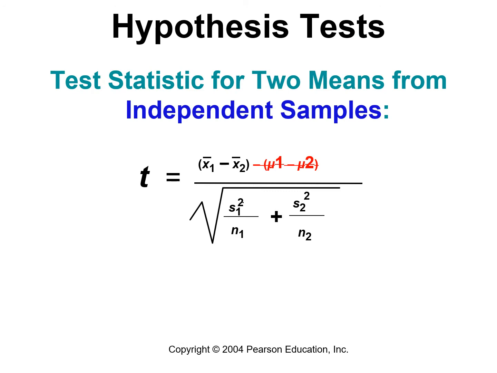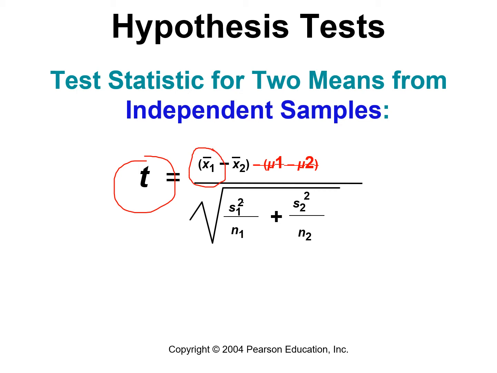Hypothesis test using the t-test for two independent samples, or for independent means. This is the test statistic. T equals x bar 1 minus x bar 2 minus (mu1 minus mu2), divided by the square root of s1 squared over n1 plus s2 squared over n2. T here represents the test statistic of the t-test for independent samples.